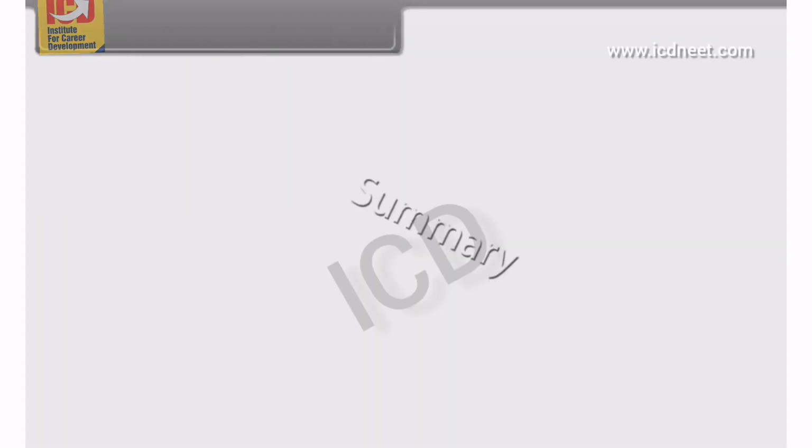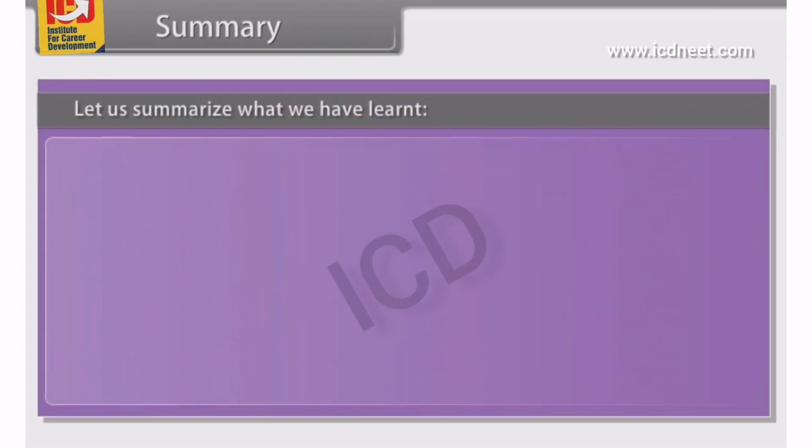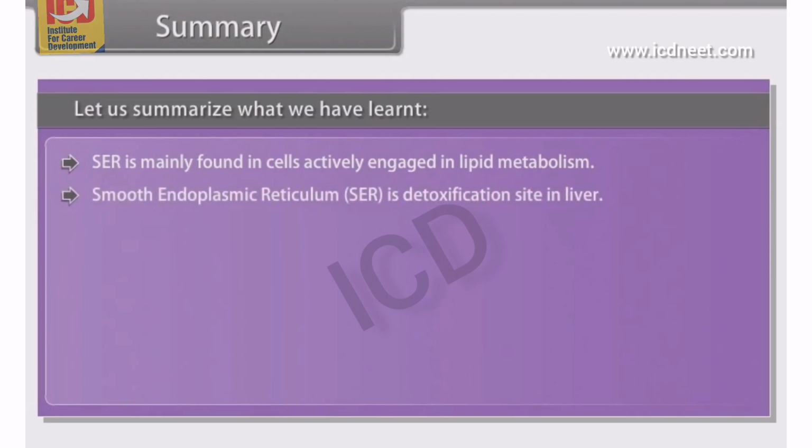Summary. Let us summarize what we have learned. SER is mainly found in cells actively engaged in lipid metabolism. The smooth endoplasmic reticulum, SER, is the detoxification site in liver. Organelles connected with lipid synthesis are SER.